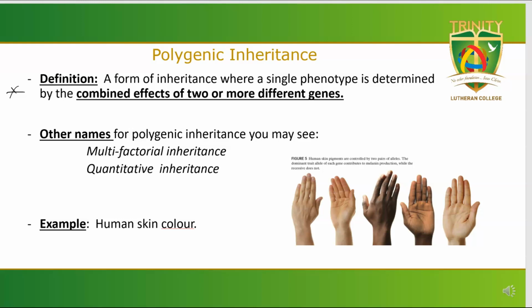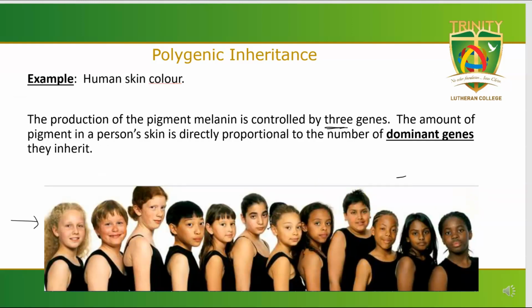Other names for this that you might see in your research are multifactorial inheritance or quantitative inheritance. The production of melanin, which is a pigment that determines our skin color, is controlled by 3 genes. The amount of pigment in a person's skin is directly proportional to the number of dominant genes the person inherits.